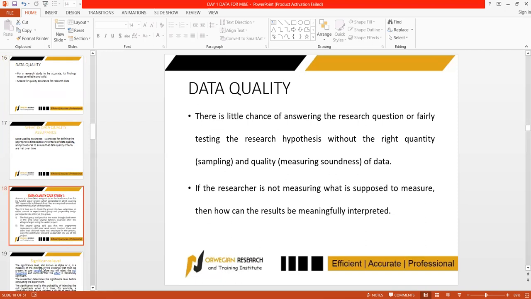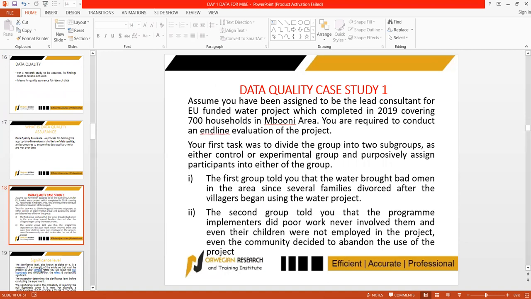Okay, I have a small story that I will be sharing with you here. It's a kind of case study on data. This is how the case study goes. Assume you have been assigned to be the lead consultant for a European Union funded water project, which was completed in 2019, covering 700 households in Boni area. Boni area is in Kenya. You are required to conduct an end-line evaluation on the project.